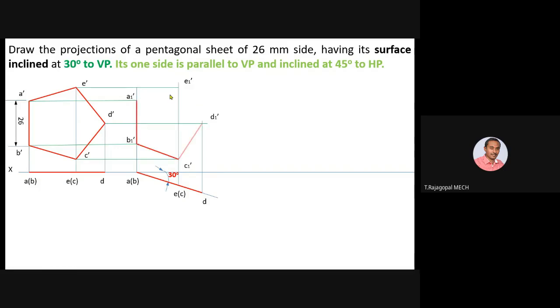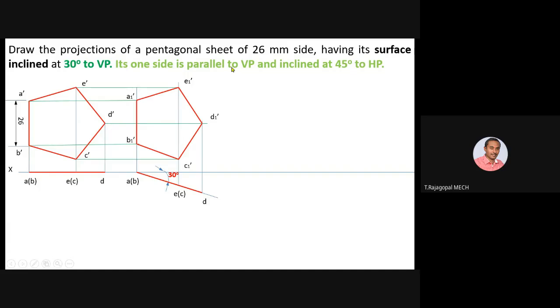Okay, the position is same as per the simple position, but the only thing you can notice is the size is reduced. Okay, after the inclination, the size has been reduced. Now we have to proceed. The one side is kept parallel to VP and inclined at 45 degree to HP. This data we have to make the surface as inclined at 45 degree to HP, and which side we made parallel to VP we have to take care.